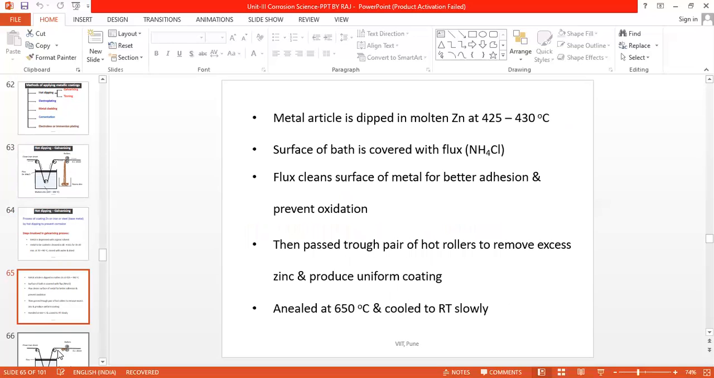The metal article is dipped in molten zinc at 425 to 430 degrees Celsius. The surface of the bath is covered with flux of NH4Cl and zinc. Flux cleans the surface of metal for better adhesion and prevents oxidation. Then the article is passed through a pair of hot rollers to remove excess zinc and produce a uniform coating. Then it is slowly cooled, which is called annealing, to room temperature.